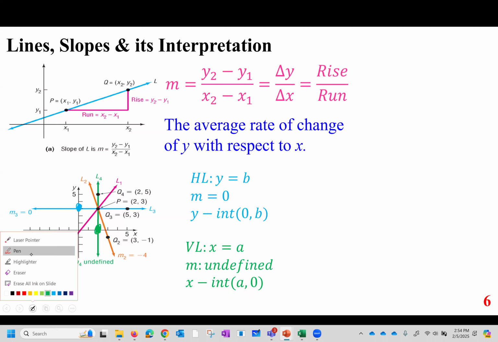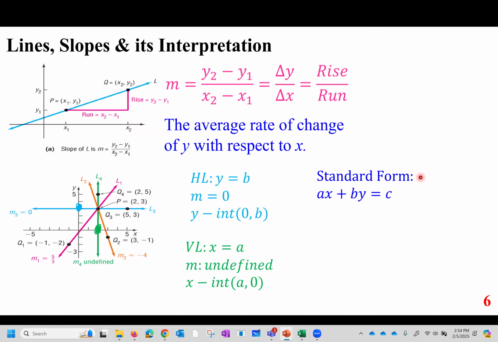Here's the x-intercept for this vertical line. And because this point has coordinates 2, 3, then this must be 2, comma, 0.